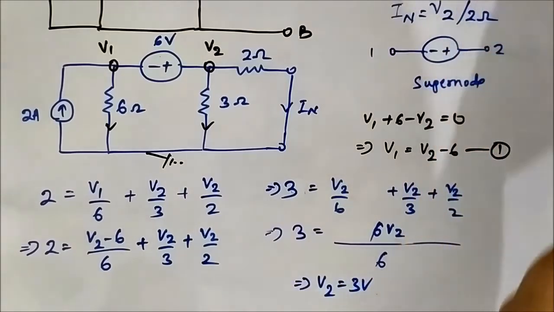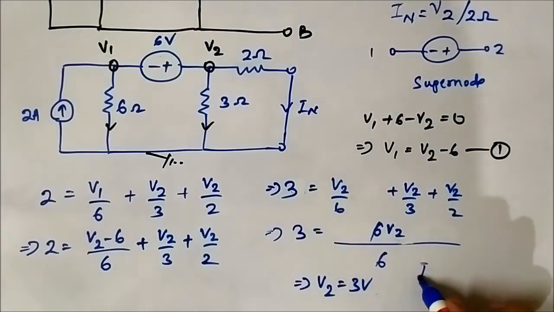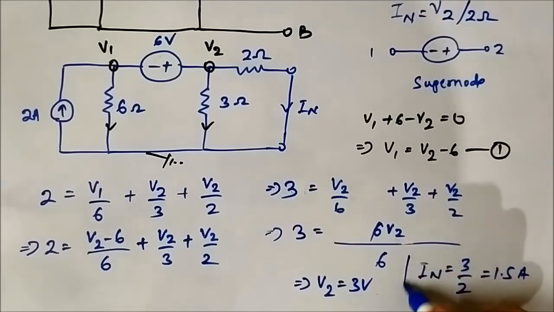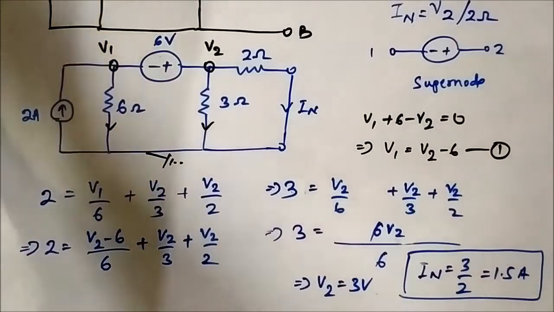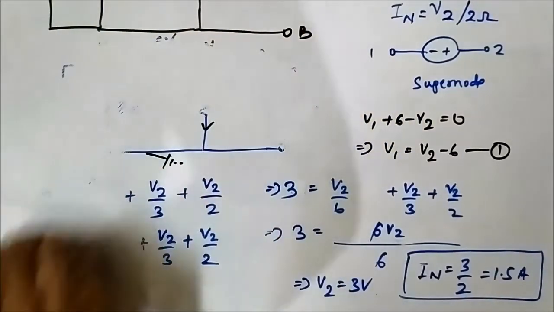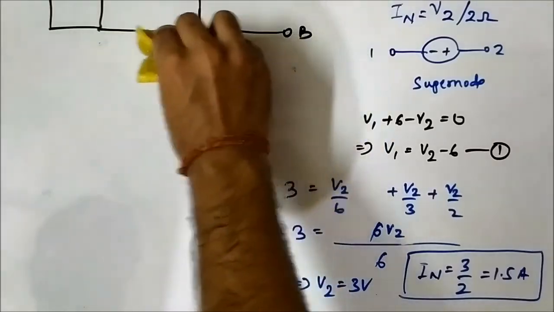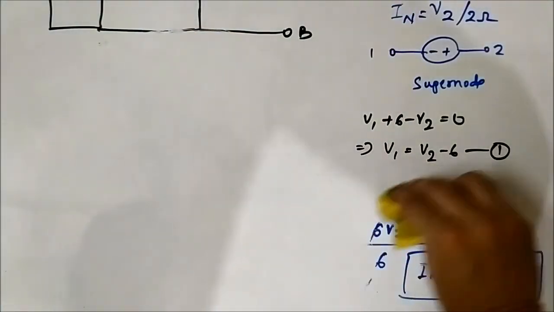IN is equal to V2 by 2, which is 3 by 2, which is 1.5 ampere. So we have got IN is equal to 1.5 ampere. Now, RN. We have to determine RN now.